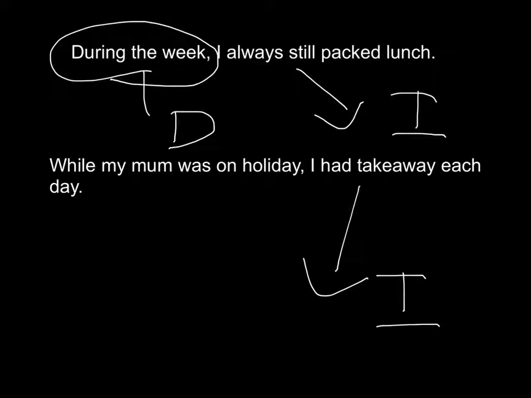It starts with a subordinate conjunction, while, and the dependent clause needs the independent clause to make sense. If this was written by itself, it would not make sense. It needs this bit afterwards to make sense. While my mum was on holiday is most definitely dependent. I had takeaway each day is definitely independent. This part needs this part to make sense. Click on the next page and we'll look at some more.